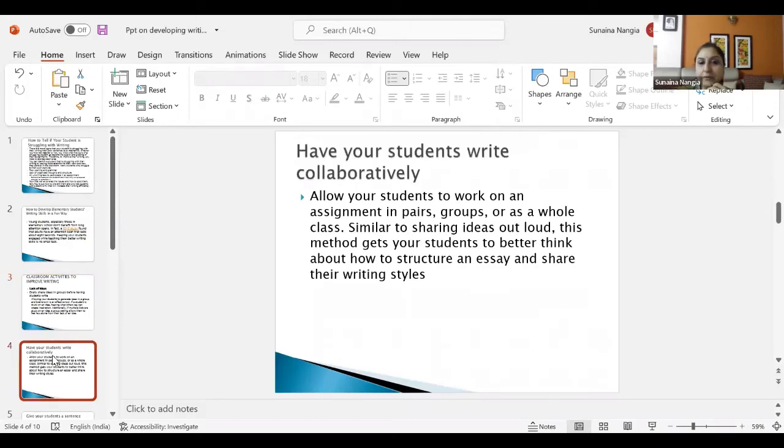Have your students write collaboratively. Allow your students to work on an assignment in pairs or groups. This we've already done.